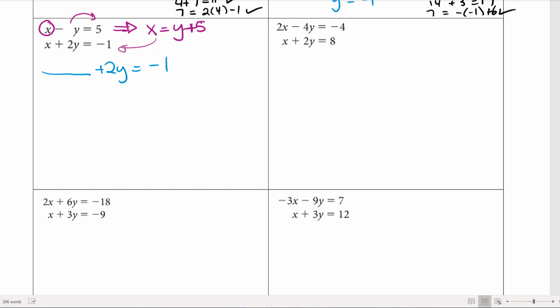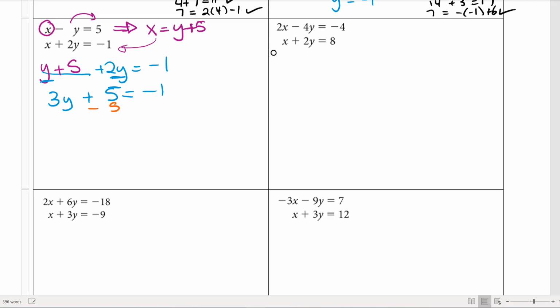Instead of that x, I'm not going to write x. What can I write instead of x? Well, what x is equal to, which is y plus 5. Now I only have one equation with one variable. So now we're on to step 3, which is solve that one equation with one variable. So y plus 2y on the same side, that's 3y. Just combining like terms there.